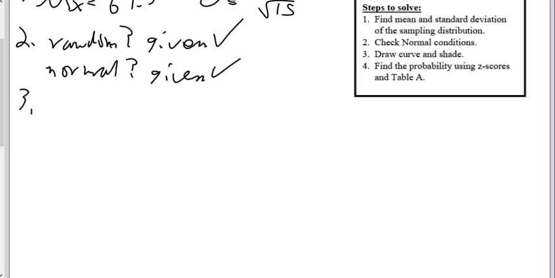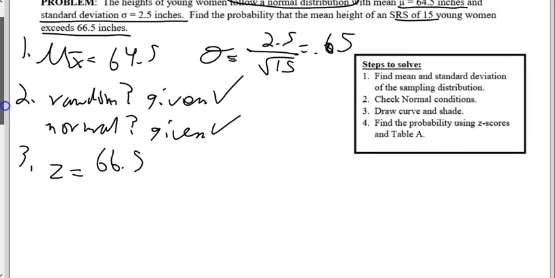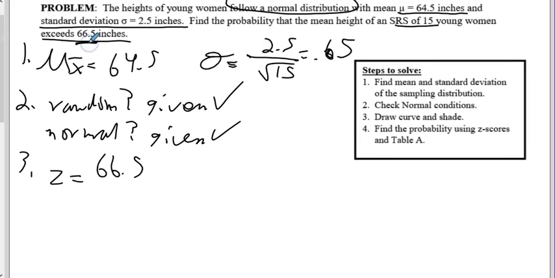So, number 3, we're going to do a z-score. Z-score is our actual score we're comparing it to, which was 66.5. That was right here. Minus 64.5, divided by our standard deviation of the population, which was 0.65. And that gives us 3.08.